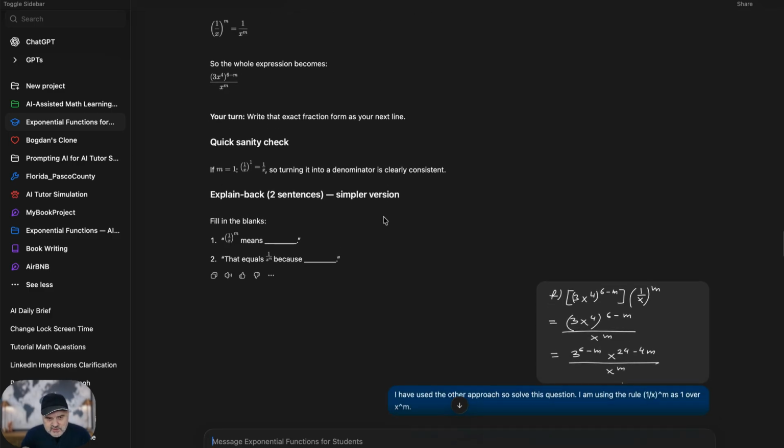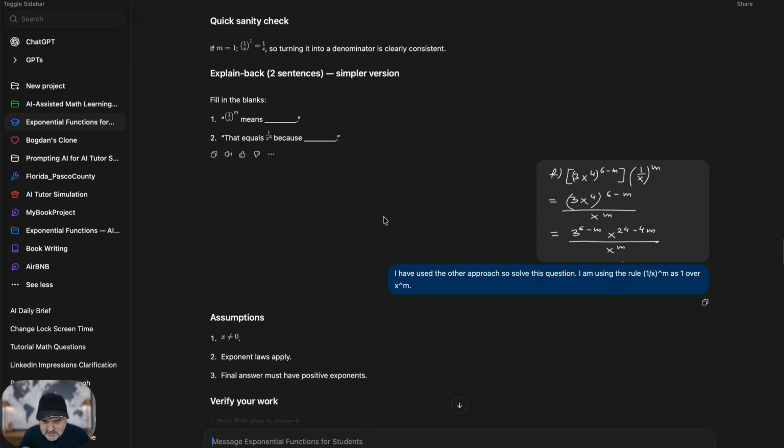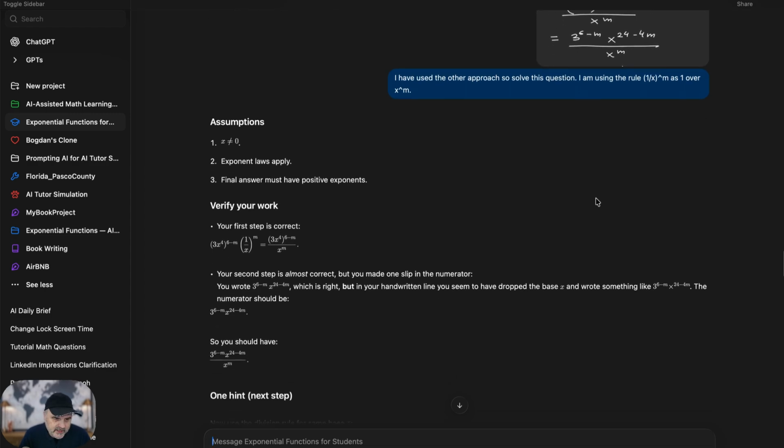However, it also gives me a chance to explain back in sentences, because that was the assigned behavior. At this point, I don't need to do that necessarily. You may, but I have chosen not to. I said, I have used another approach to solve these questions. I'm using the rule that was shared with me, and I'm sharing my work with the AI.